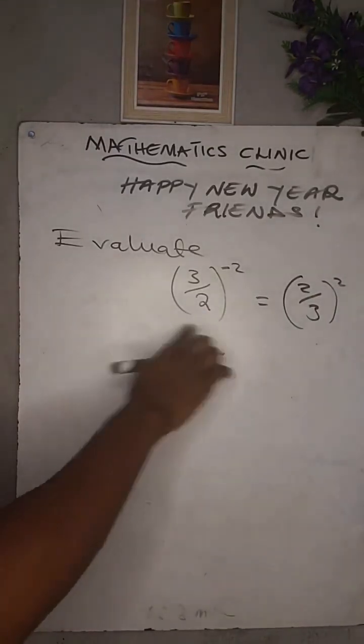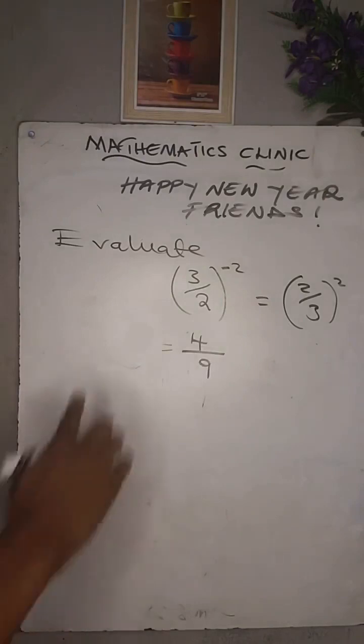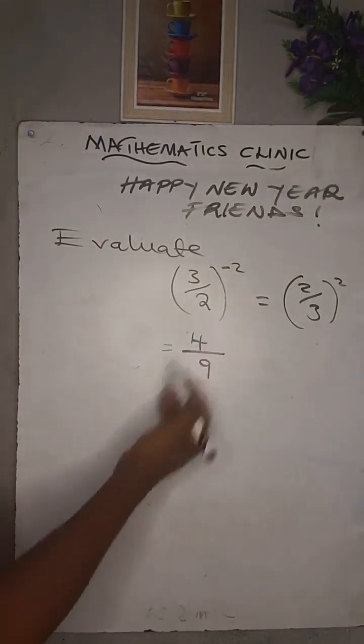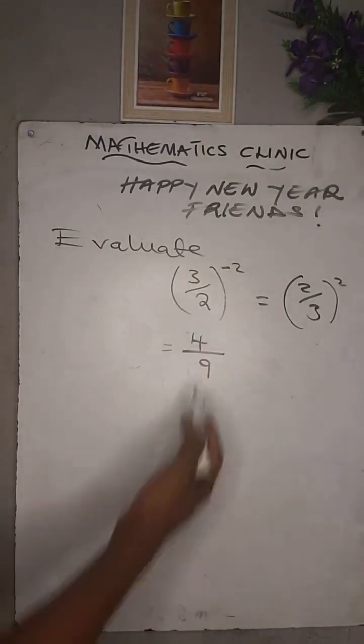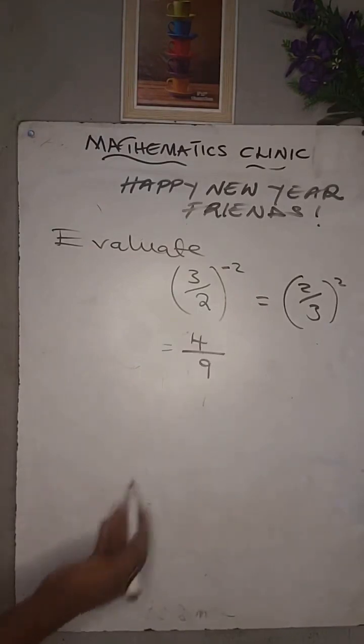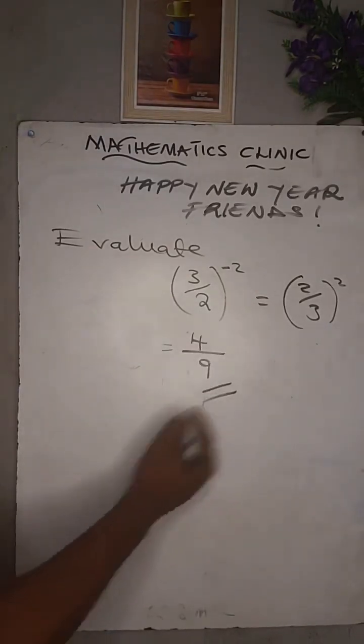And this is a proper fraction. Be it a proper fraction, these are even numbers and these are odd numbers, so we can't simplify this further. So we just leave it like that.